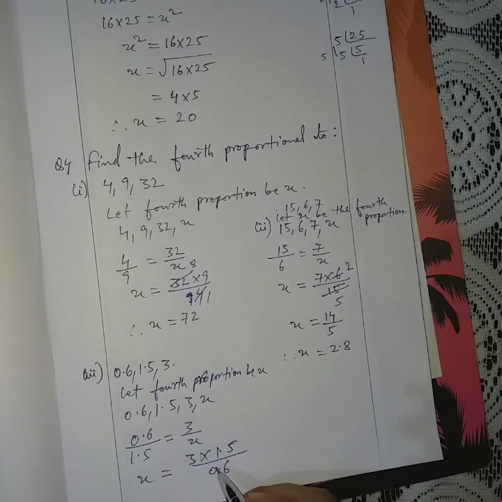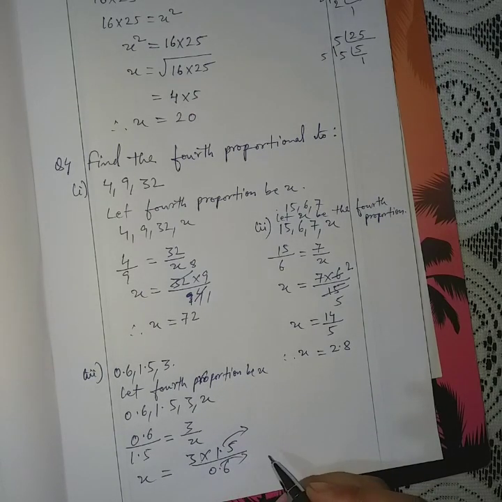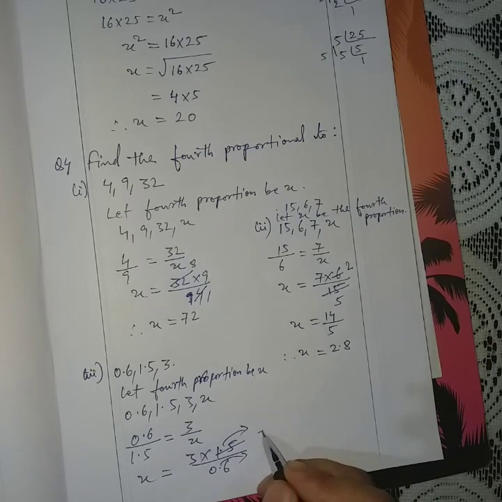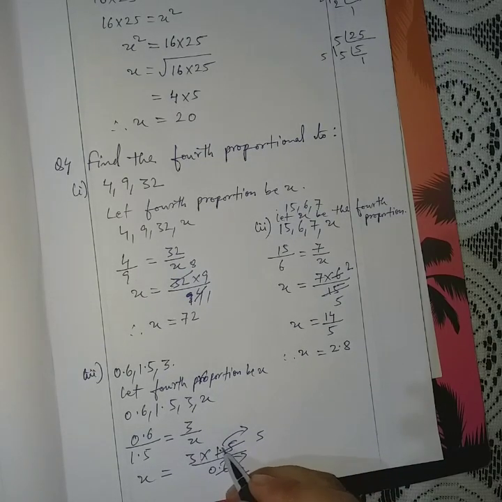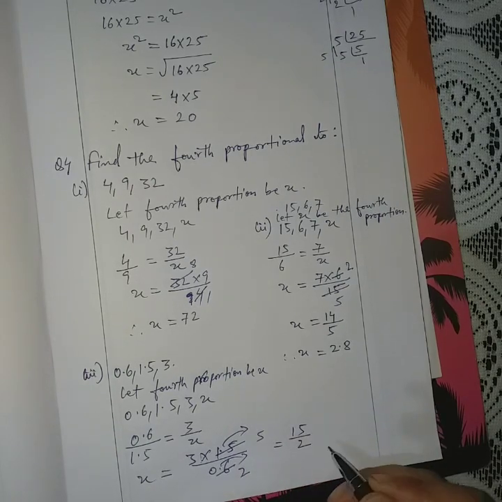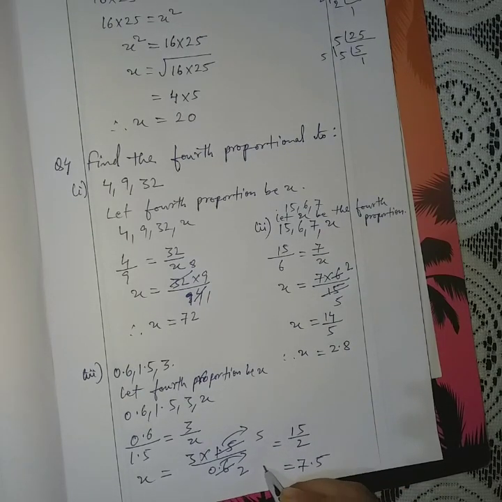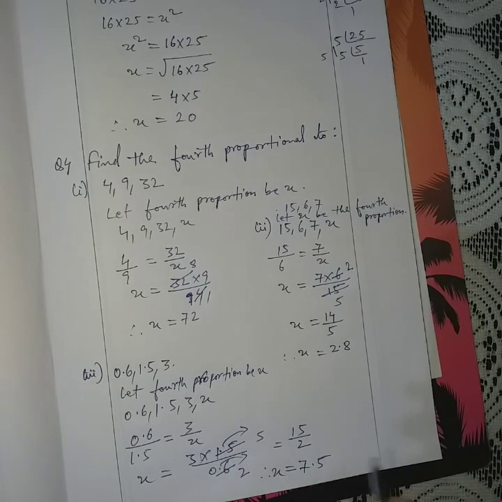Now the calculation we have to do. This decimal and decimal cancel. Now 3 fives are 15 and 3 twos are 6. So 5 threes are 15 by 2 it came. 15 if you divide by 2 we'll get 7.5. Therefore x is equal to 7.5.